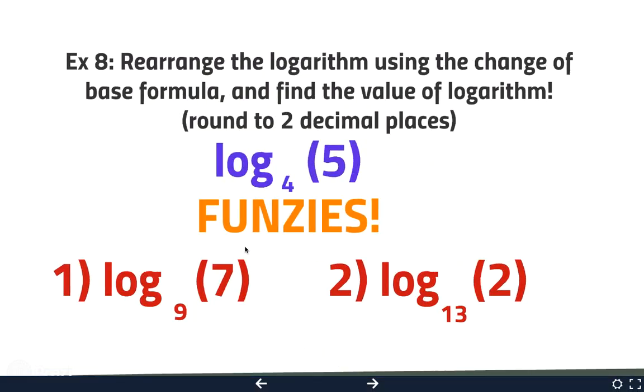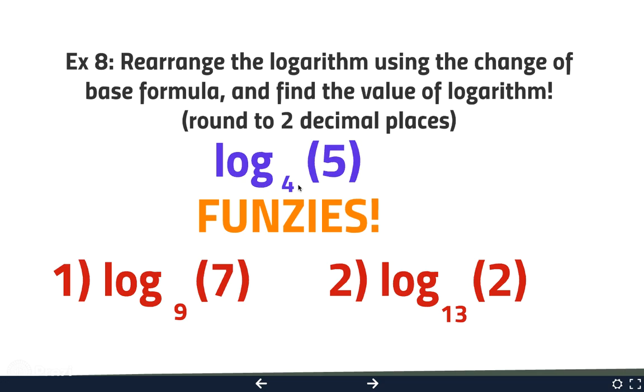Okay, so example 8. We're going to rearrange the log base 4 of 5 using the change of base formula, and we're going to find the value of the logarithm. So we're going to approximate the log without having to solve for it. So your calculator will actually give you a decimal form of the logarithm. Okay, so I'll show you both ways.